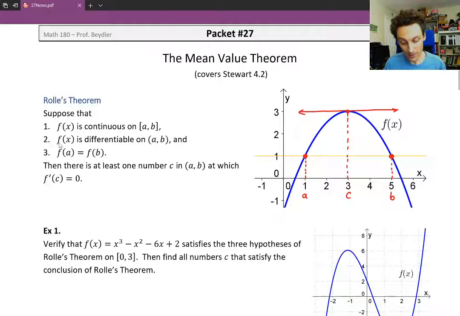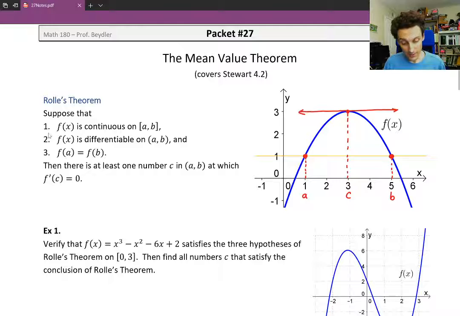Then for number 2, f of x is differentiable on the open interval from a to b. So it doesn't technically have to be differentiable at the endpoints, but as long as inside of our interval it's differentiable, that's okay. And then 3, f of a equals f of b. This is just saying what we said at the very beginning, where the altitudes are the same. So f of a is equal to f of b. In this case, f of a and f of b are both equal to 1 in the picture.